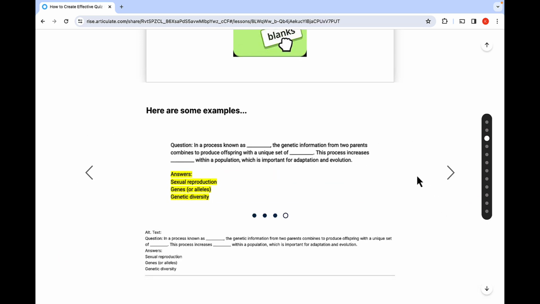Here's an example of a fill-in-the-blank question. This provides the paragraph and then the appropriate answers. There is an opportunity for you as the instructor to provide a variety of correct answers for each blank. For example, the second blank, the correct answer is genes or alleles. You can put both as correct or acceptable answers.